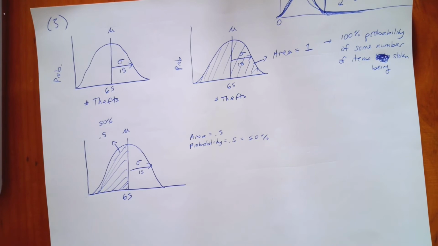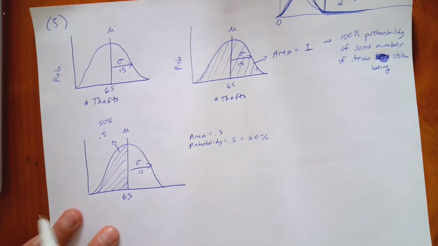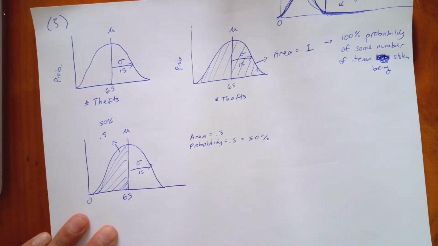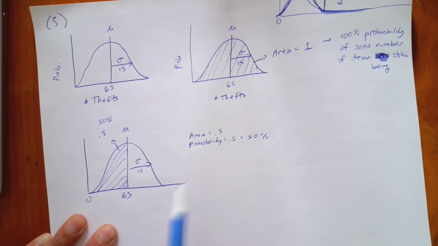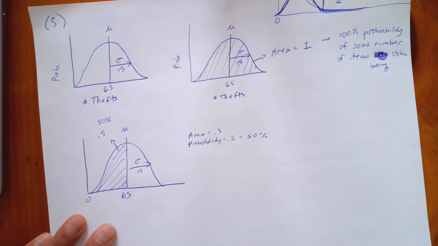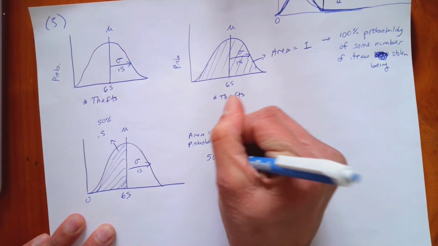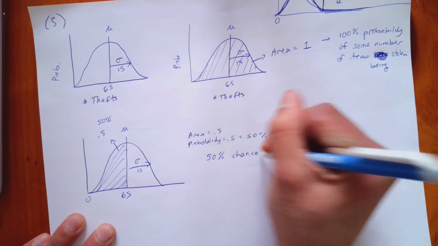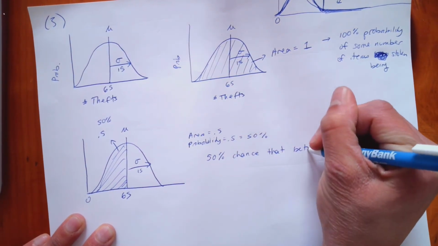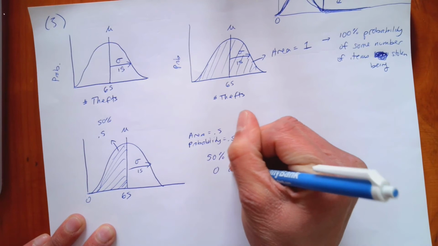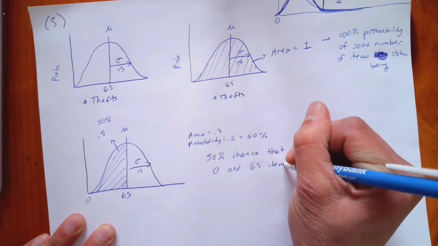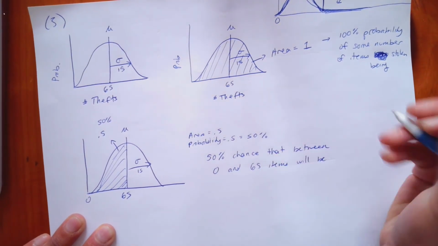And what we said before is that the area between two values is equal to the probability of something occurring. So if we have an area of 0.5 between 0 and 65, because this thing is symmetrical, that means we also have a probability of 0.5. And this probability corresponds to the probability that between 0 and 65 items will be stolen. So we could say that there is a 50% chance that between 0 and 65 items will be stolen in a month.